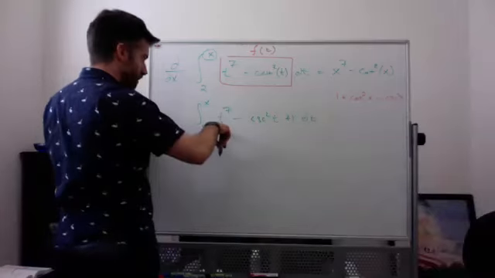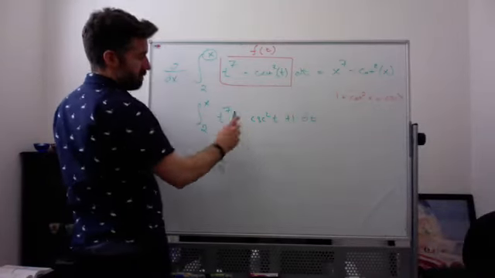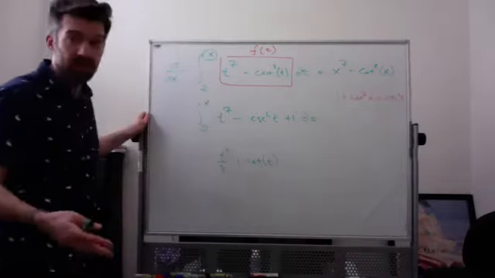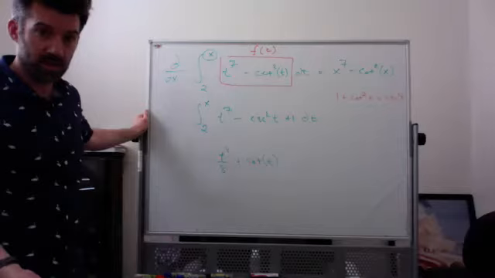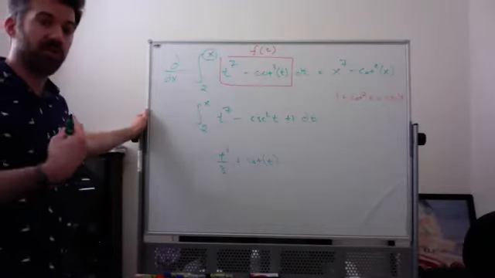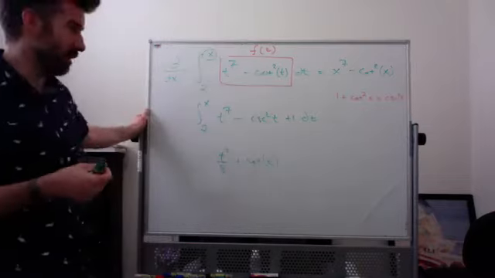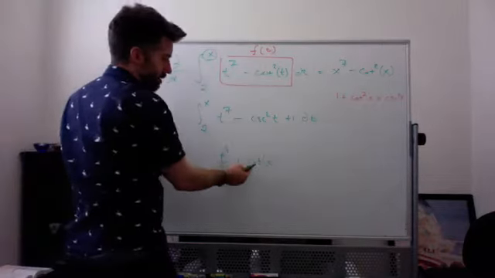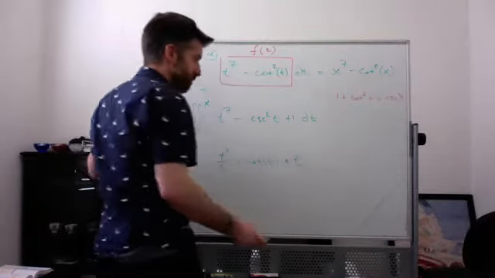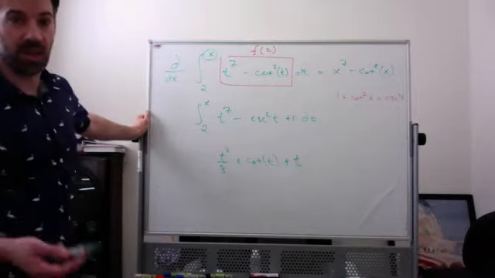So they got the antiderivative of t to the 7th is t to the 8th over 8. The antiderivative of negative cosecant squared is positive cotangent, because the derivative of positive cotangent is negative cosecant squared. I'm really going to keep emphasizing this relationship. If you take the derivative of something, you can take the antiderivative of that result and get back to the original thing. And the antiderivative of 1 is just t.